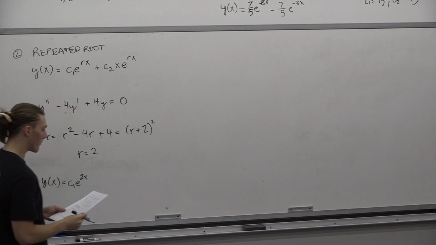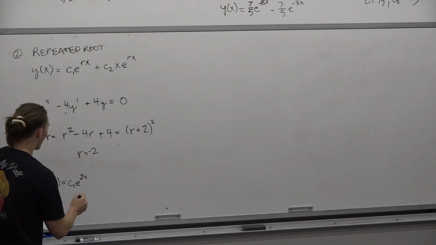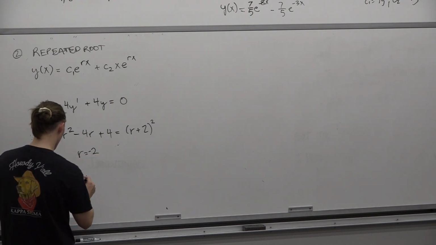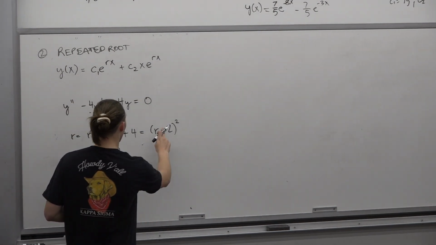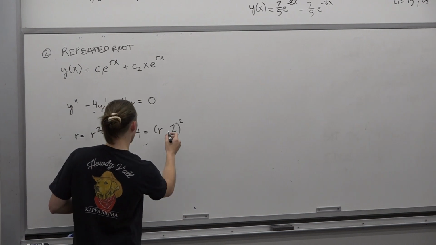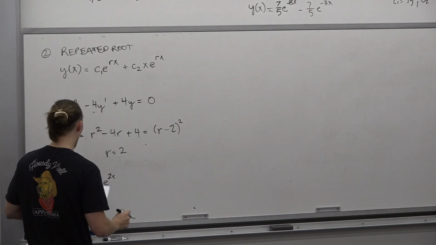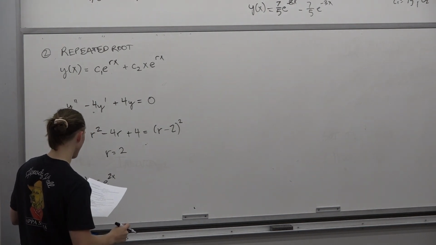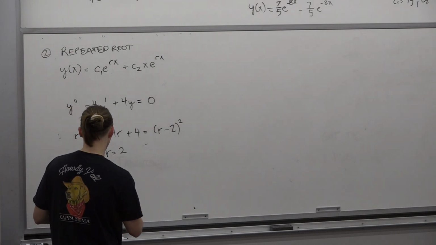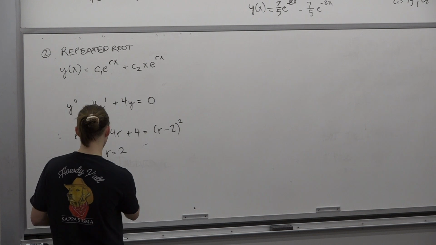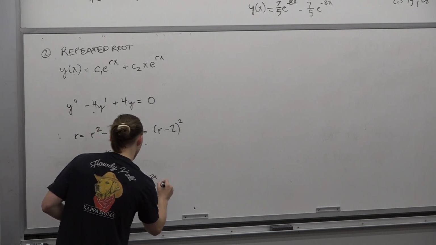Excuse me? Doesn't r equal negative 2? Yeah, you're so right. Oh, wait, sorry. Yeah, it's my fault. So we just plug right into the solution: c1 e to the 2x plus c2 x e to the 2x. There's our solution.